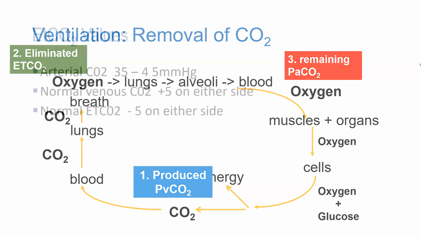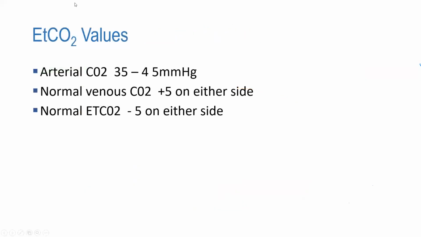Okay? Normal values. The only one you need to remember, and the one you should always know, is arterial. Arterial CO2 is 35 to 45 millimeters of mercury. Everybody knows that. That's probably embedded in your brain. Add 5 on either side, meaning 40 to 50 is your normal venous CO2. Subtract 5 from either side, that's your end-tidal CO2. If arterial CO2 goes up, I expect that end-tidal CO2 goes up. If arterial CO2 is down, I expect end-tidal CO2 to go down.